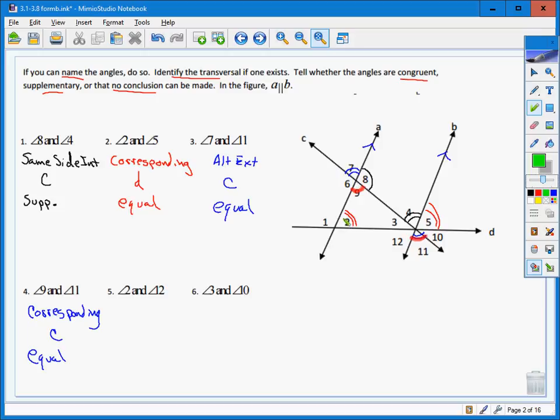2 and 12. They're both on the inside of A and B, and they're on opposite sides of line D. D would be the transversal. They would be alternate interior angles, and they would be equal.